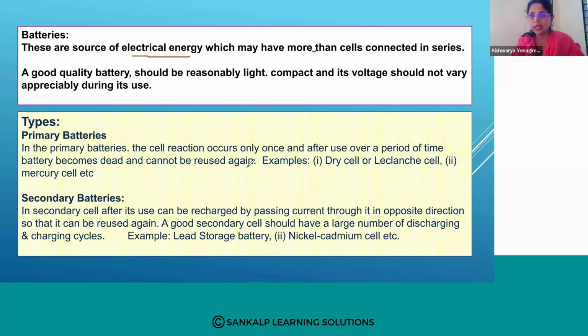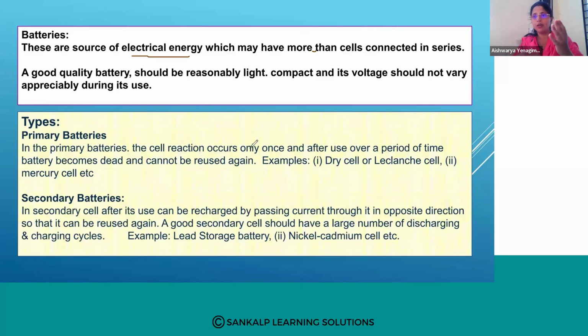Examples are the dry cell, which you also call the Leclanche cell. Then there is another, a very much better version of the dry cell, that is the mercury cell. Fine. And then you have secondary batteries. What are these secondary batteries? Secondary batteries can be used again and again. If you supply electric current to them, you can recharge them back.